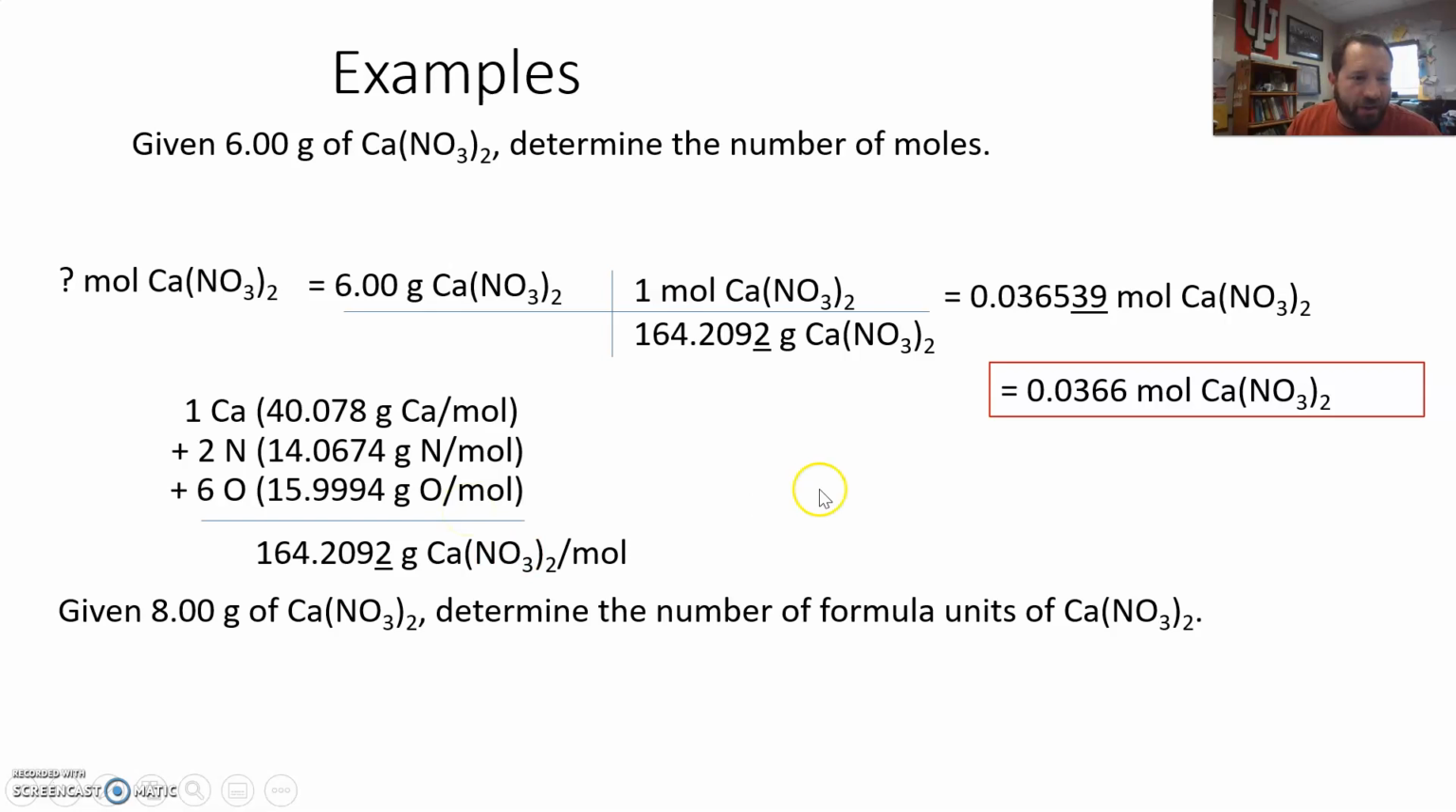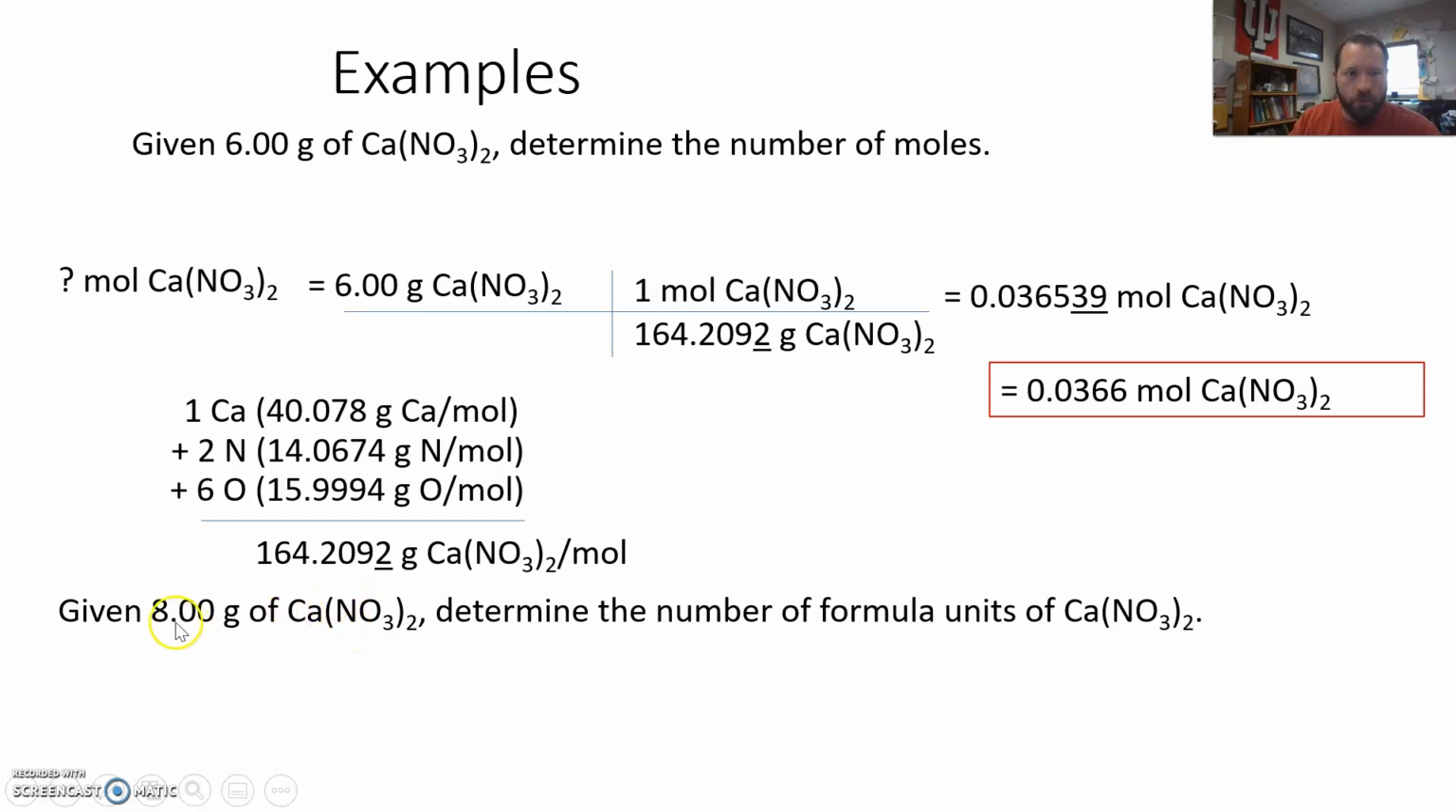One more example here. Given 8 grams of calcium nitrate, determine the number of formula units of calcium nitrate. So here's the nice thing about doing the math and solving for the mass of a compound, whether it be a molecule or a formula unit: oftentimes you get to use that same mass over again. I don't have to do this math again. I've already done it. So same compound here.